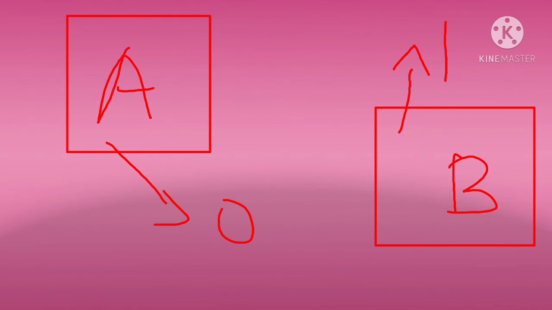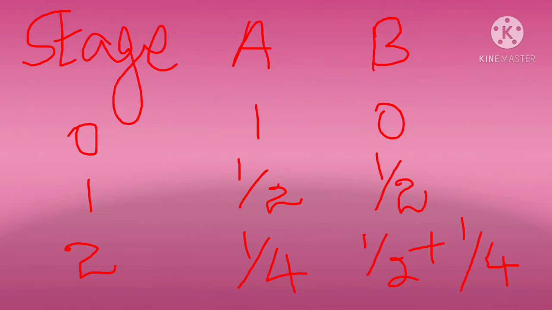If we go on doing this, what will happen? What will be the amount of cake finally in A and in B? Let us list the stage by stage status. Stage 0, plate A has one cake. Plate B has 0 cake.